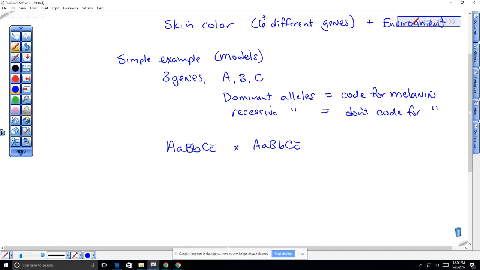Okay, so you can see that if this individual inherited this little a and that little a, right, they could be this. If they got this little b and this little b, they could be this. If they got this little c and this little c, they could be this, right? So this would be very light skin. Very light skin, right? And then you could also have the opposite happening. So you could get big A coming together, big B coming together, big C coming together, and this would be very dark.